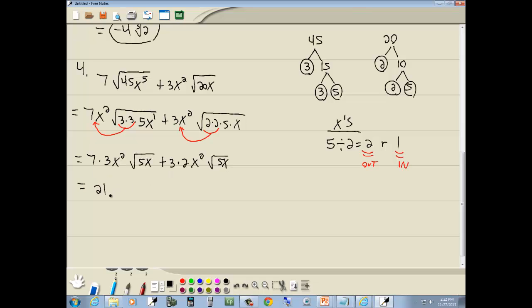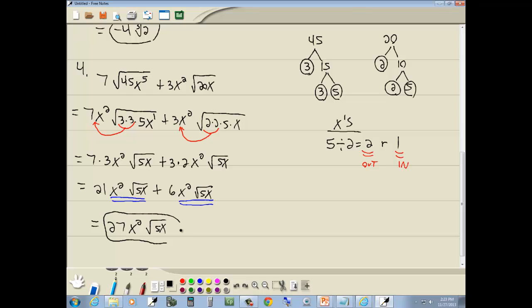7 times 3 is 21, so we got 21x squared, square root of 5x, plus 3 times 2 is 6, x squared, square root of 5x. Now that we've simplified the radicals, notice this is the same as this. Like items. If everything's the same except for the number out in front, then you can add or subtract the numbers out in front. 21 plus 6 is 27. x squared, square root of 5x. And that's our answer.